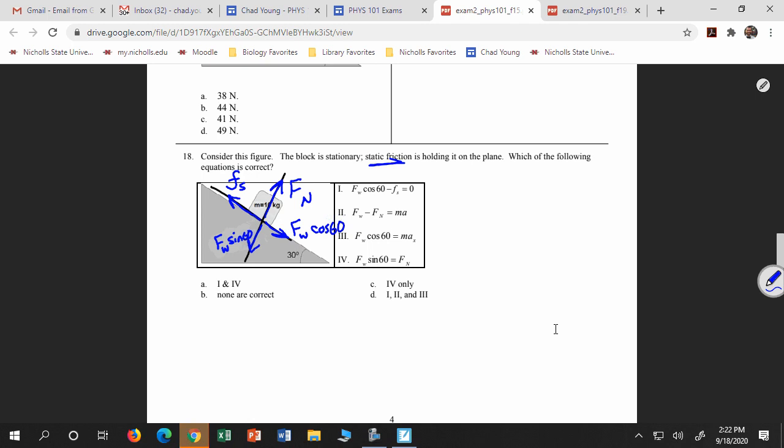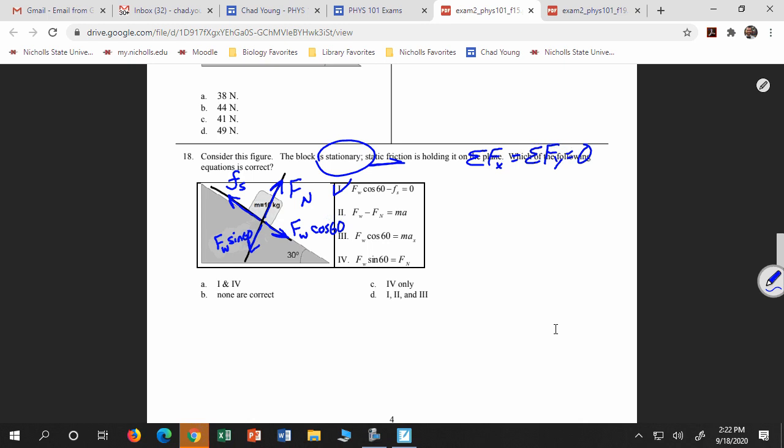And then I also know that because the block is stationary, the sum of the forces in the x direction and the sum of the forces in the y direction will have to be 0. I can probably stop right there, and I can tell which equations are correct or not. Equation number 1, is that one correct? Fw cosine 60 minus Fs equal to 0, correct or no? Correct. Yes, very good. That one's correct. Fw minus Fn equals Ma.